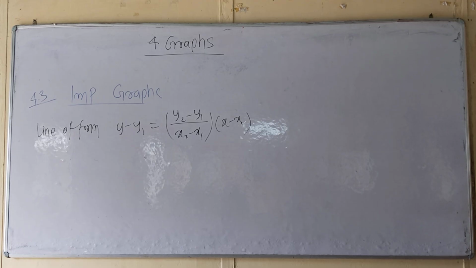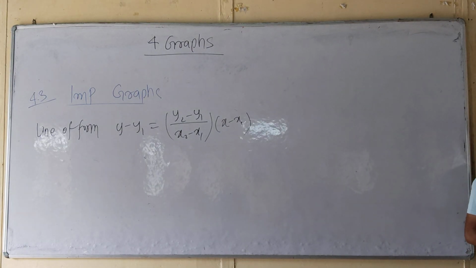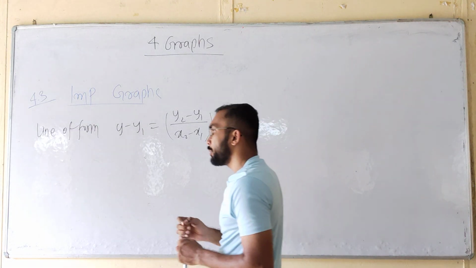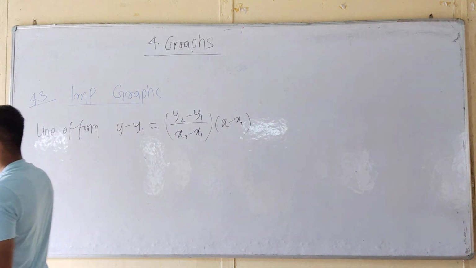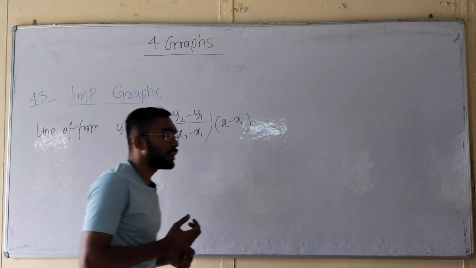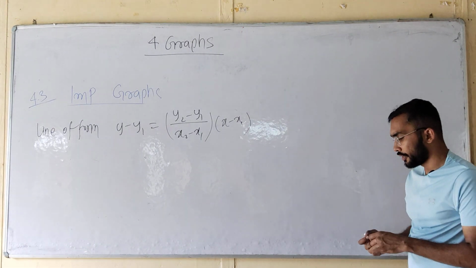Write down under this. This is the equation of line when information about both the points is given.